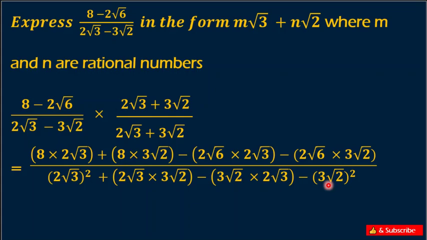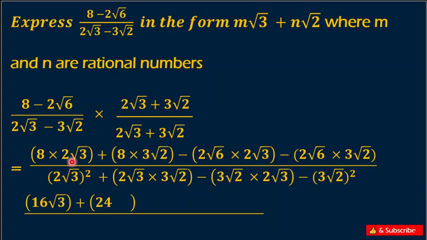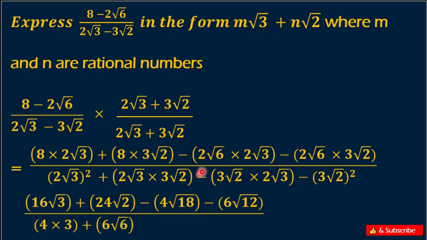It is just simplification. Now 8 times 2 root 3 will give us 16 root 3 plus 8 times 3 root 2 is 24 root 2. 2 times 2 is 4. And then root 6 and then root 3 gives root 18. Now this and this gives 6 root 12.